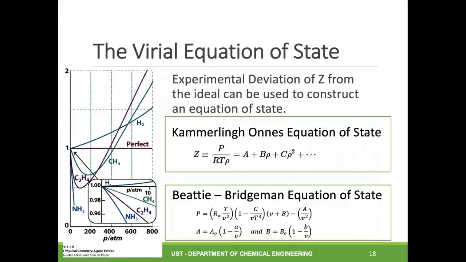The behavior of real gases can also be expressed by means of what we call virial equation of state. So what is virial equation of state? They are determined experimentally by curve fitting. So experimental deviations of Z from the ideal can be used to construct an equation of state. So later on, we will be discussing Kamerlingh Onnes equation of state, and then the Beattie-Bridgeman equation of state.